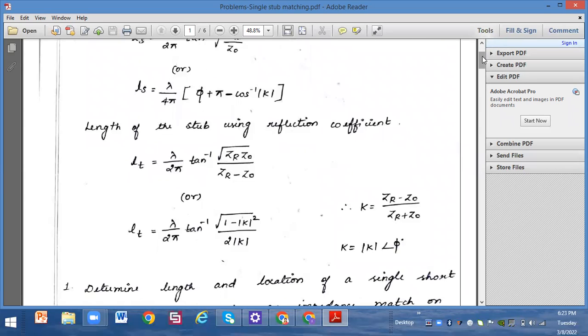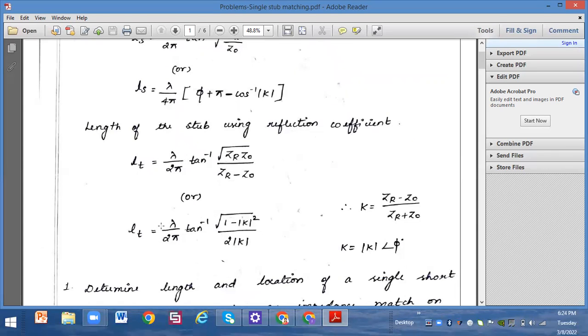Coming to the length of the stub, the length is denoted by LT, and LT is given by lambda by 2 pi tan inverse of square root of ZR into Z0 divided by ZR minus Z0. Also we can write LT as lambda by 2 pi tan inverse of square root of 1 minus mod K square divided by 2 into mod K. And lambda is the wavelength.